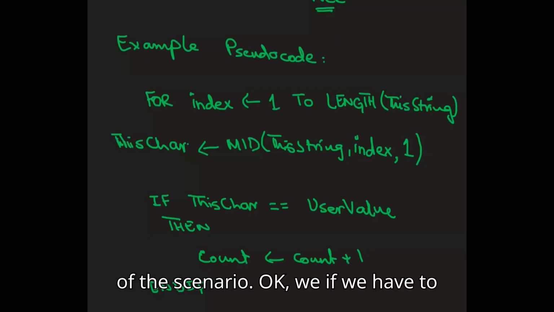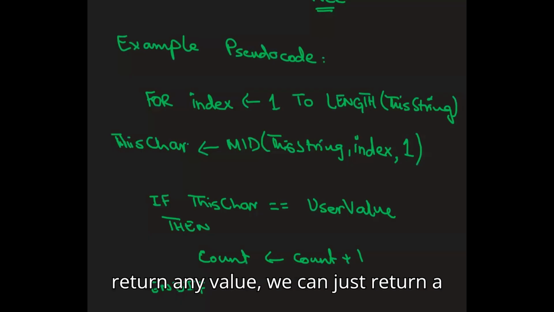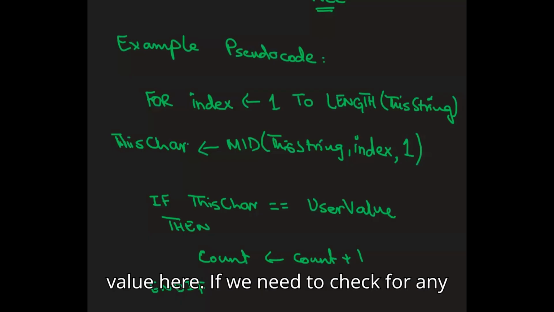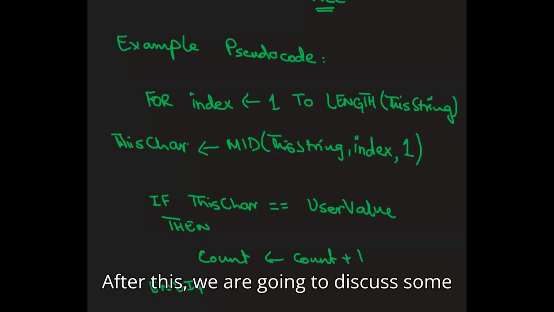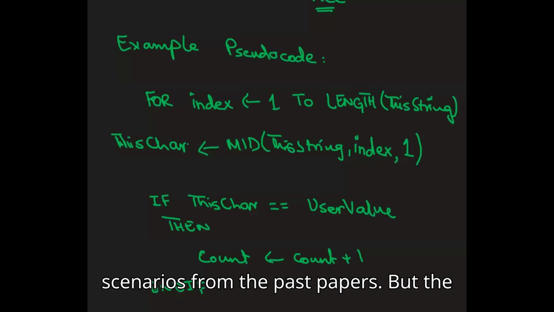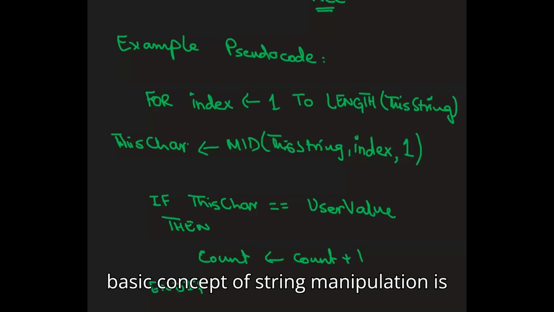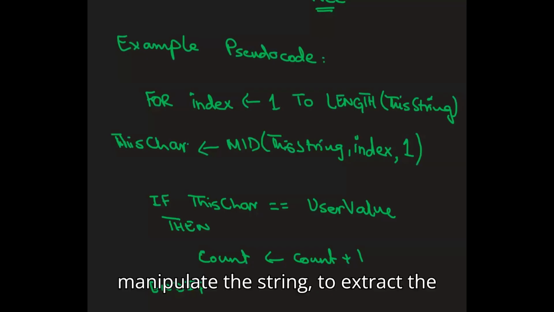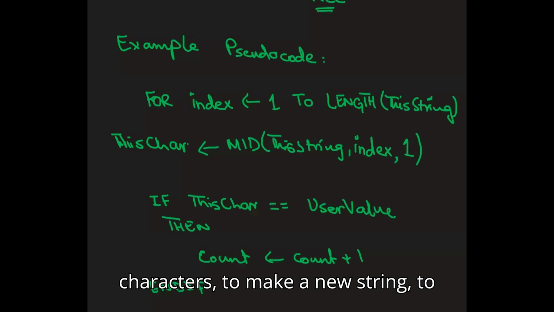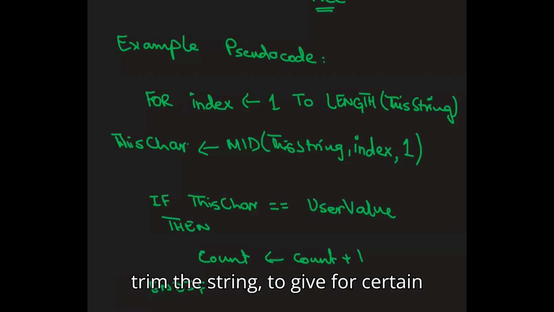Okay, if we have to return any value, we can just return a value here. If we need to check for any other values, we can do that. But after this, we are going to discuss some scenarios from the past papers, but the basic concept of string manipulation is to use built-in functions to manipulate the string, to extract the characters, to make a new string, to trim the string, okay, for certain values.